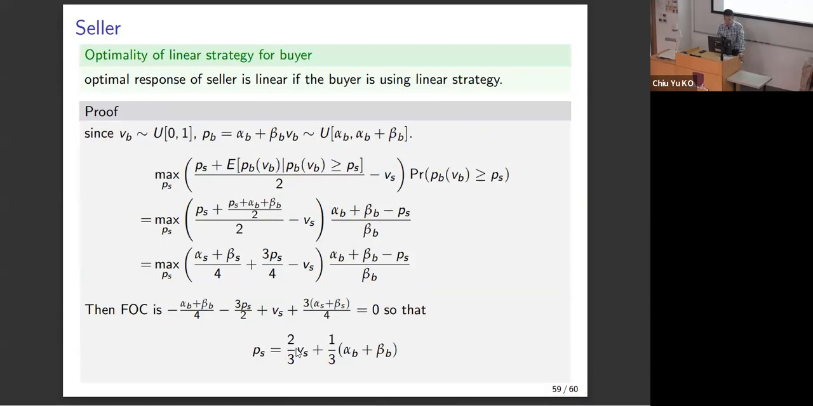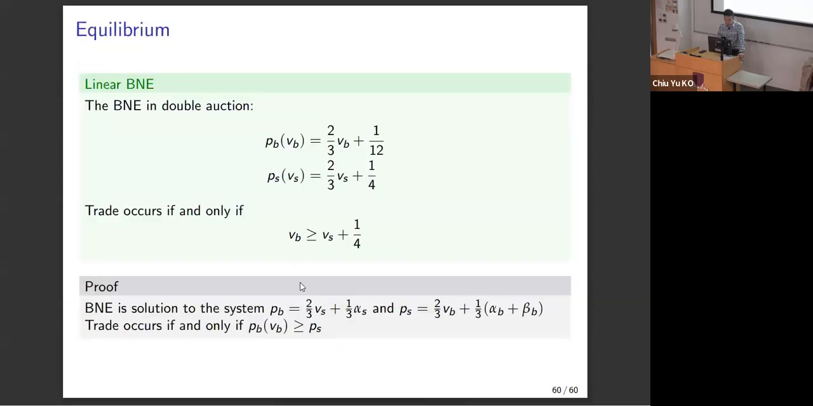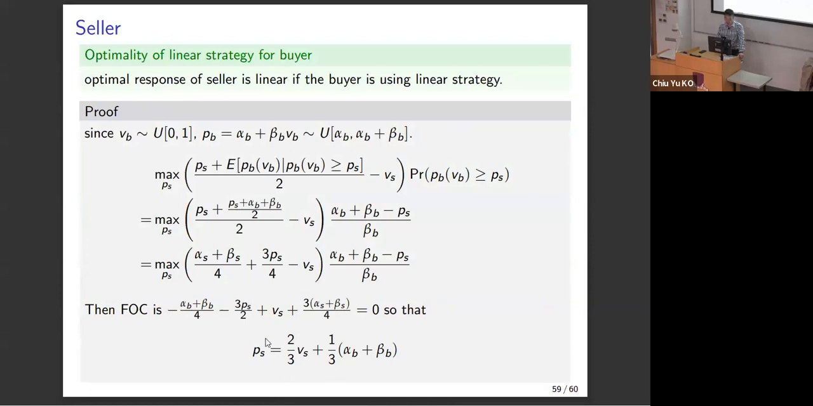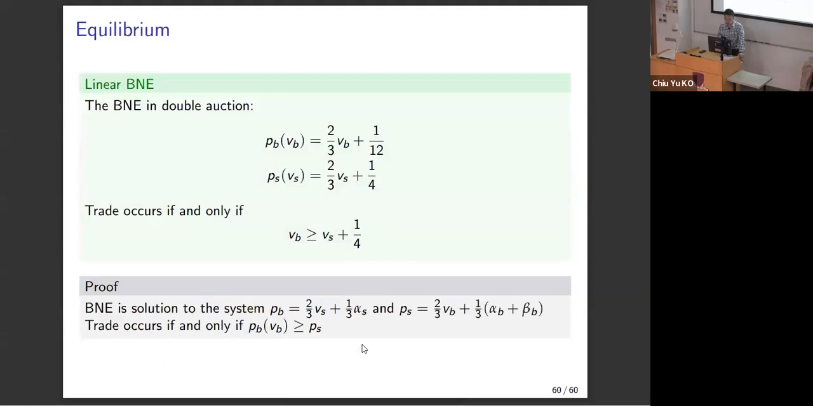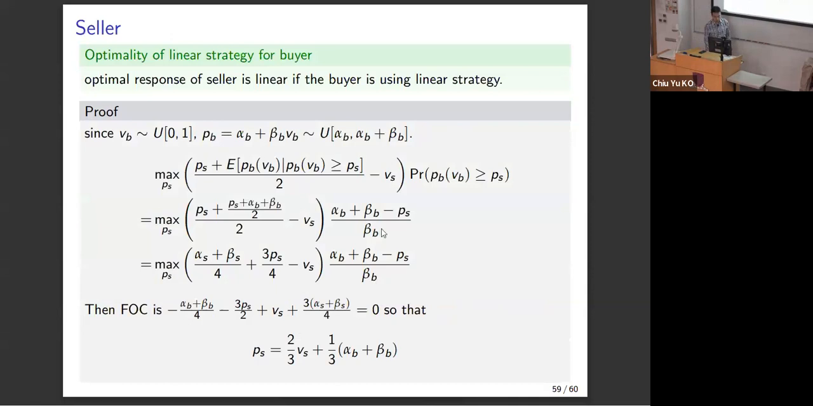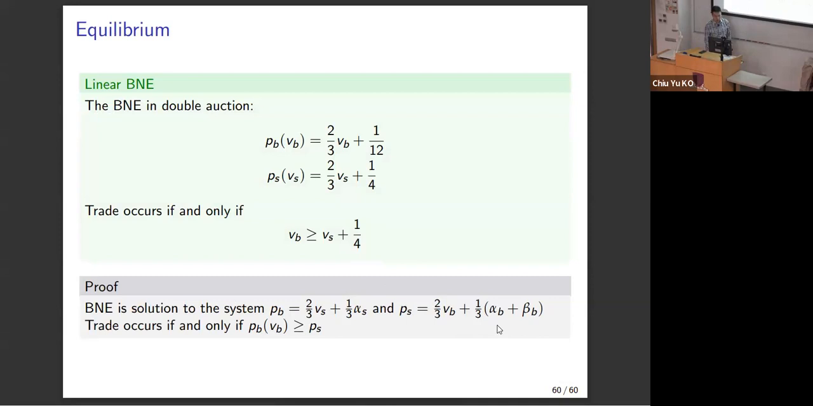And that means you need to solve these two equations. Now we know this is the best response from the seller, and this is the best response from the buyer. You just plug it in. How do we solve it? This is the equation, this is the equation. And you remember also this is the result, so you can take it out.